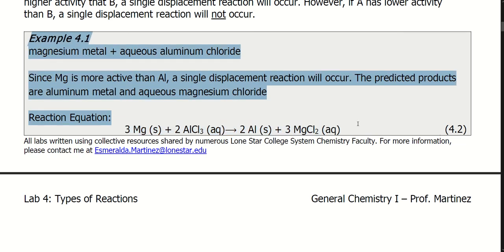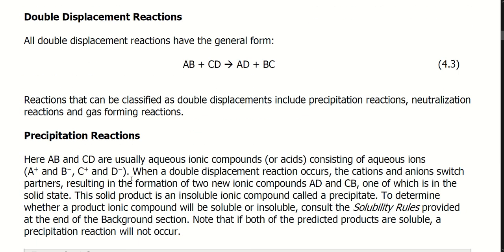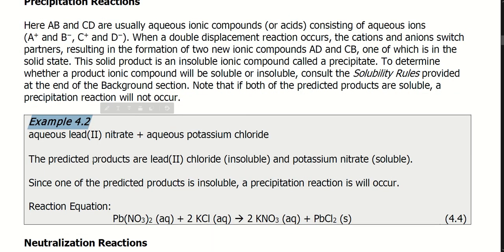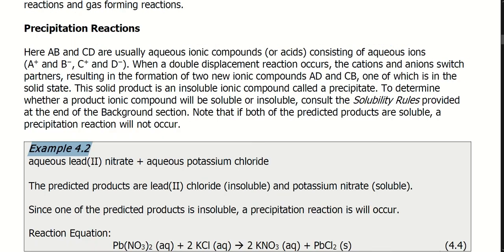Notice that it gives you examples. These examples are very useful. The one that I really want to point out is this example 4.2. This will really, really be useful to you when you are completing the data collection portion. Because what do you know? It's about precipitation reactions, and that's what you're doing in part 2.